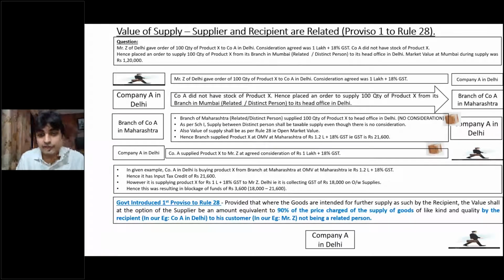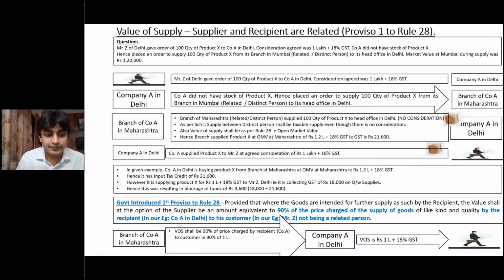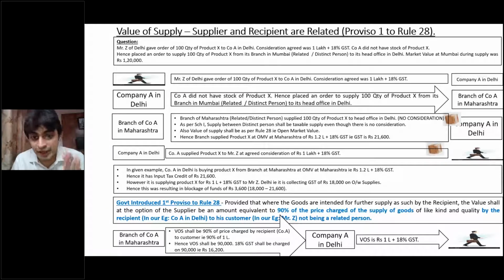See this. This is a recipient. Company A ने goods receive किया. So how much they have charged? 1 lakh plus 18%. इसका 90% shall be the value of supply between Maharashtra and Delhi. See this. Okay, earlier what was happening? Maharashtra Delhi को कितने में दे रहा था? 1,20,000. Because market value was 1,20,000.